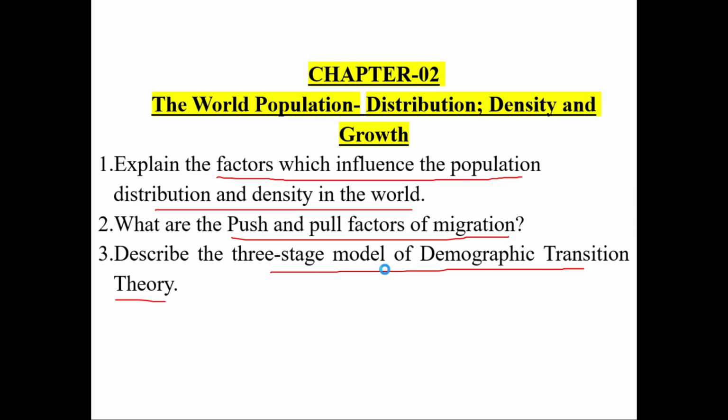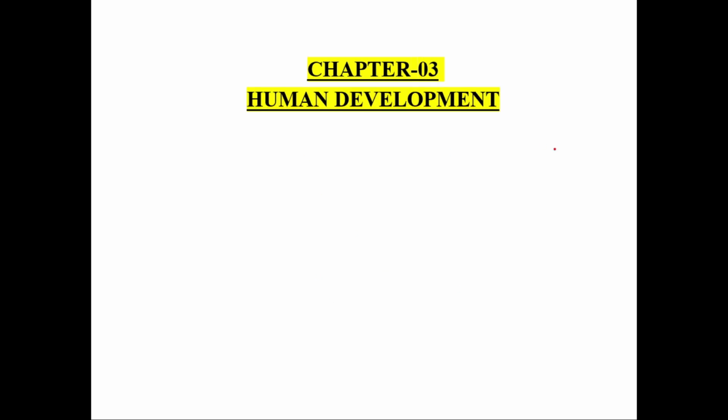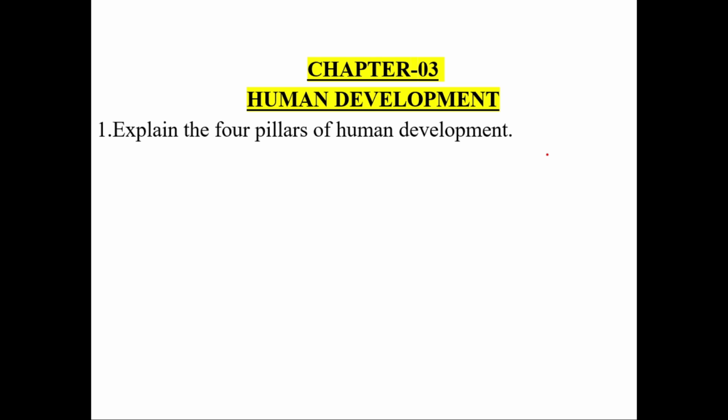Okay, then chapter 3, human development. There are a total of 3 questions, but 2 questions are very important for 5 marks. First, the 4 pillars of human development. We know that there are 4 pillars, for example equity, sustainability, productivity and empowerment. So these 4 pillars are very important for this year's examination.